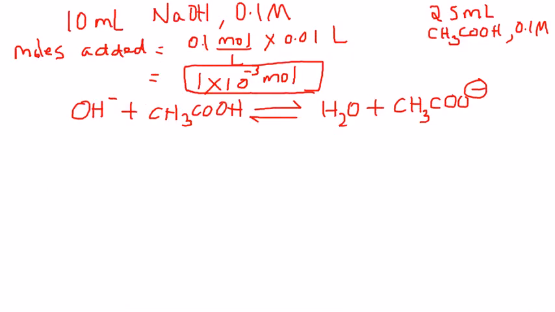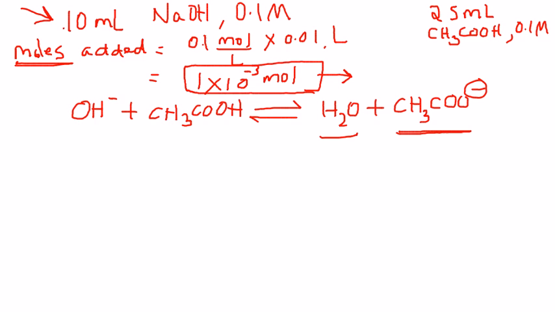Now realize we are adding 10 milliliters and the concentration is 0.1 molar. So the moles that we have added is going to be the volume times the concentration. So we have added 1 times 10 to the negative 3 moles of hydroxide into the system. Now, what does this hydroxide do? This hydroxide is going to react with the acetic acid and form water, and acetate is going to get generated in the system.